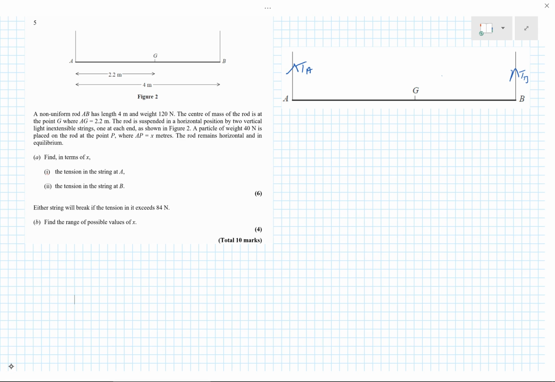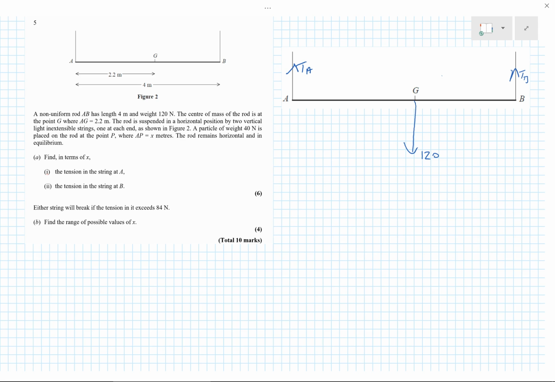Okay, so this is a non-uniform rod, but it's not an unknown centre of mass. It's actually a given centre of mass, and the rod is 2.2 meters long. So it's really not an issue at all, just so long as we don't put it in the middle. So it's given weights here. So please, no g's now, because we're given weights. Okay, so 120 newtons is the weight of the rod, placed at G.